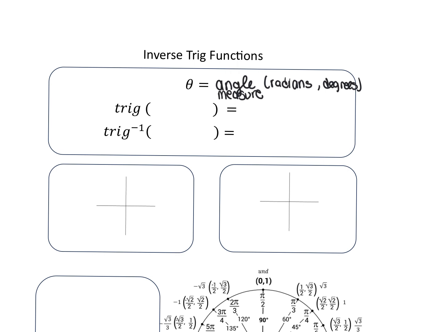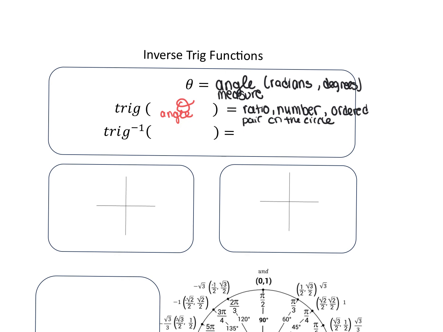We're used to doing trig of some theta. So this is trig of an angle. And when we do trig of an angle, we get out a ratio or a number. It's from the ordered pair on the circle.